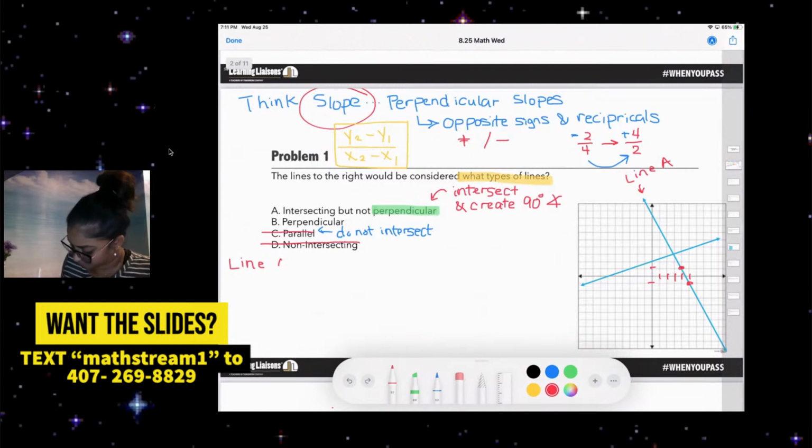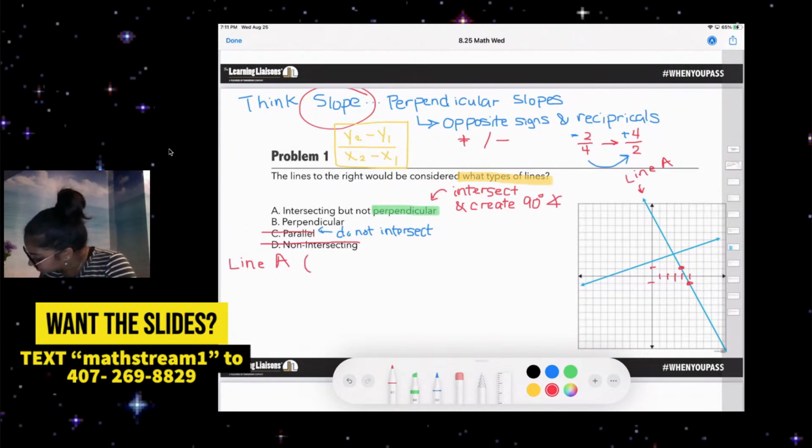Okay, let's try that again. Line A. I pointed out those points, so let's write what the actual coordinates are. I have 1, 2, 3, 4. We do our x first and then our y. So I have 4, comma 1. And I also have 1, 2, 3, 4, 5. And then I go down 1 to have negative 1.